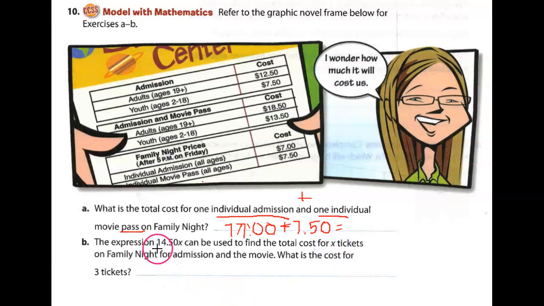Now, after that, it tells me the expression 14.50x can be used to find the total cost. And it says x stands for number of tickets, okay? So what does it cost for 3 tickets? Well, now I know what x equals. It says 3. So I'm just going to take 14.50, and I'm going to multiply it by 3.